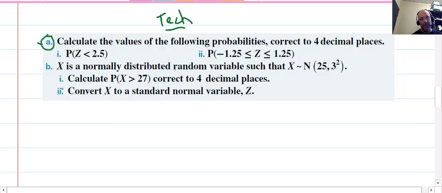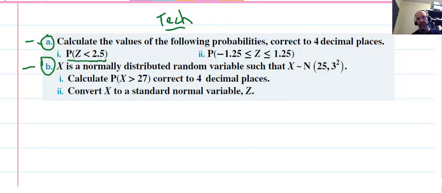And looking ahead in part B, we're not looking at z-scores, all right? We're looking at the normal random variable x, okay? So that's a normal distribution in part B and a standardized normal distribution in part A. So be careful there. All right, so we have the probability that a value z is less than 2.5.